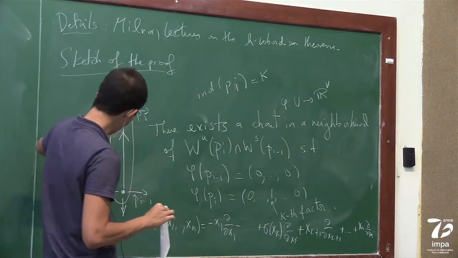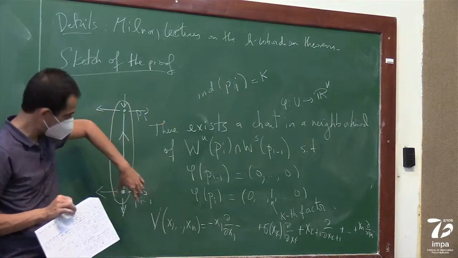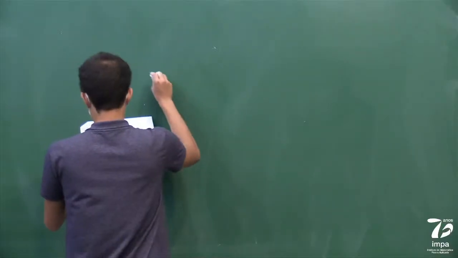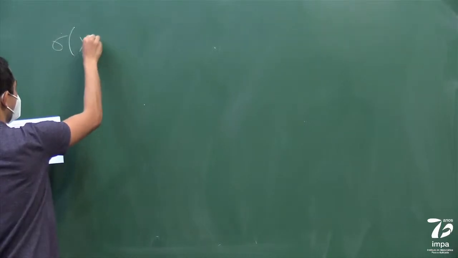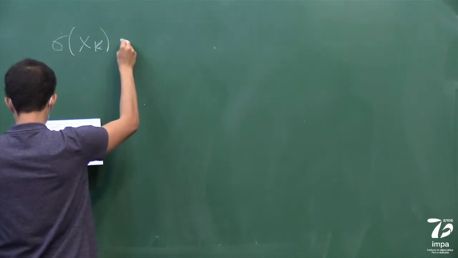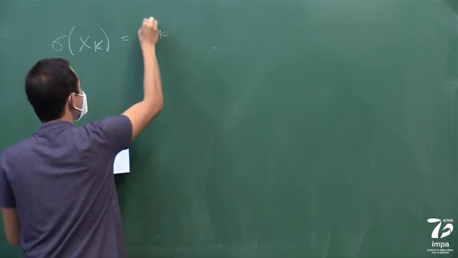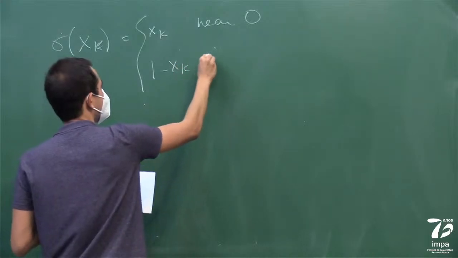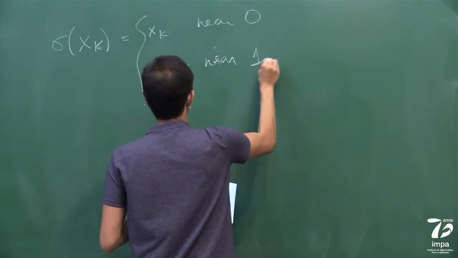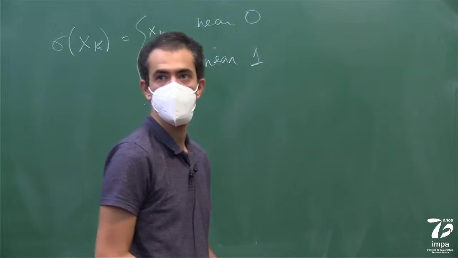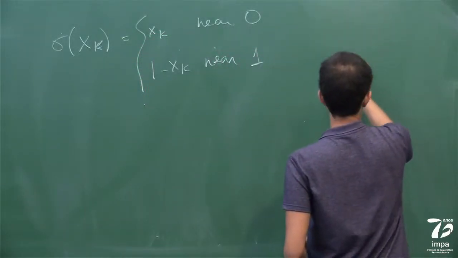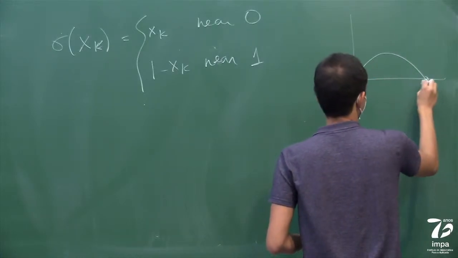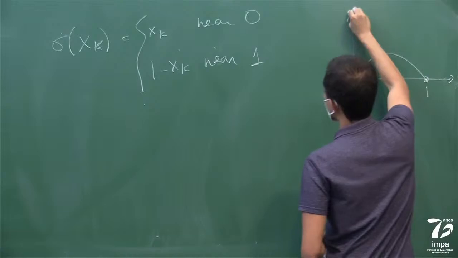So if you stare at this picture, you can actually find a local form for this, where sigma of x_k is a function that is equal to x_k near 0 and is equal to 1 minus x_k near 1. So that's the function that you want, something like this. Here is 0, here's 1. Here's your x_k, and here's sigma.